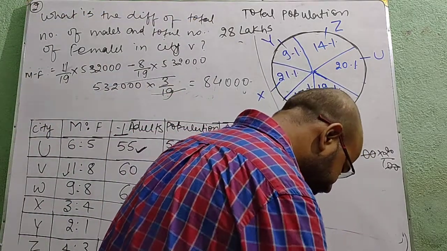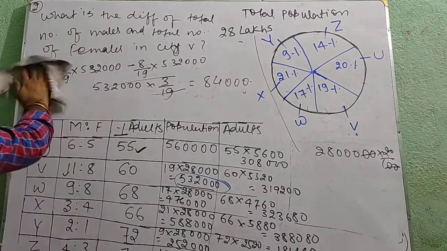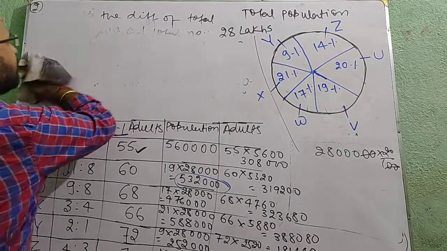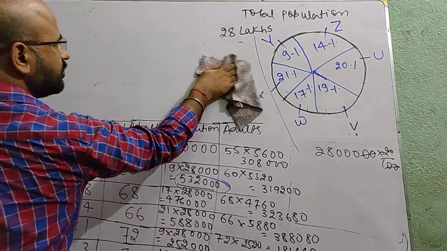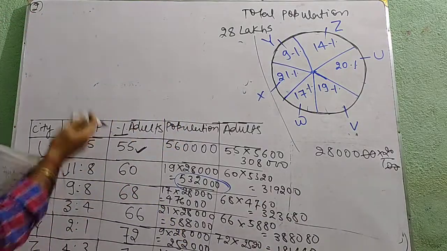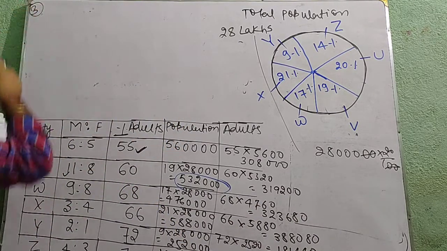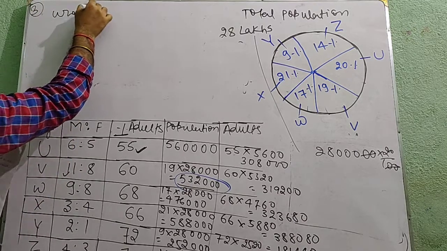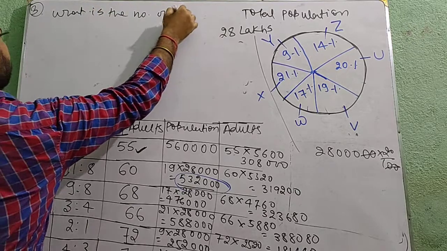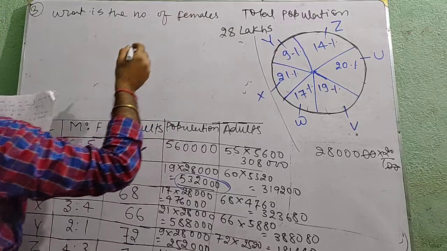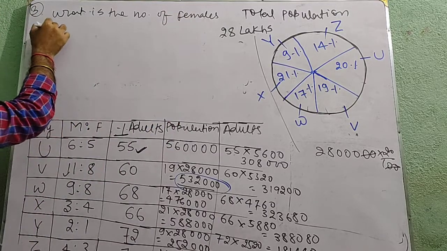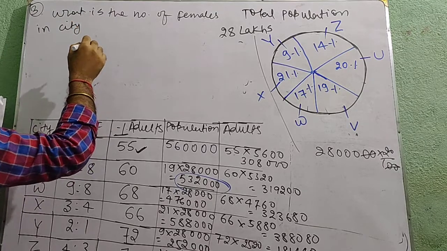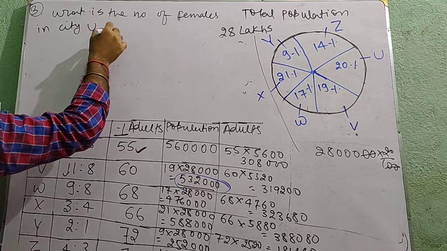Third question is again a very easy question. Question number three is: what is the number of females in city U, not V, U, who are adults?